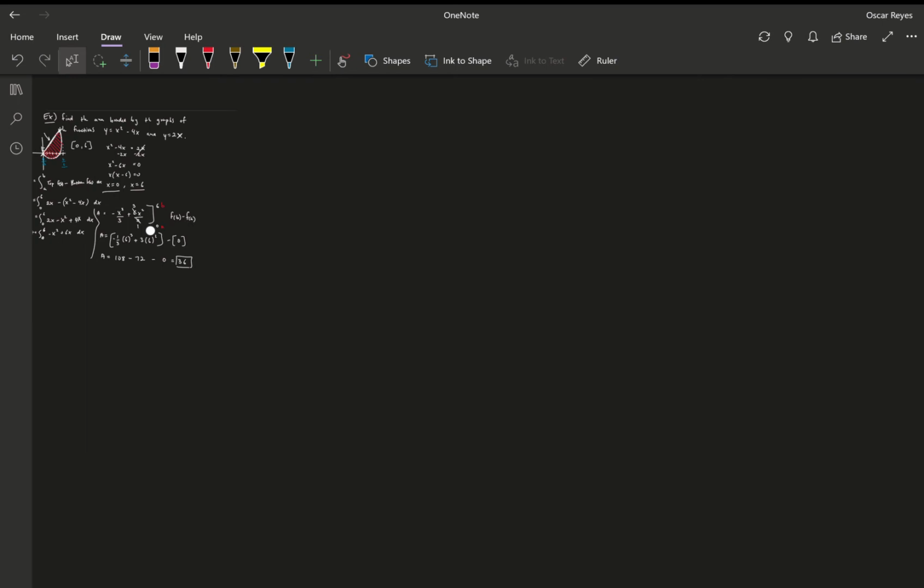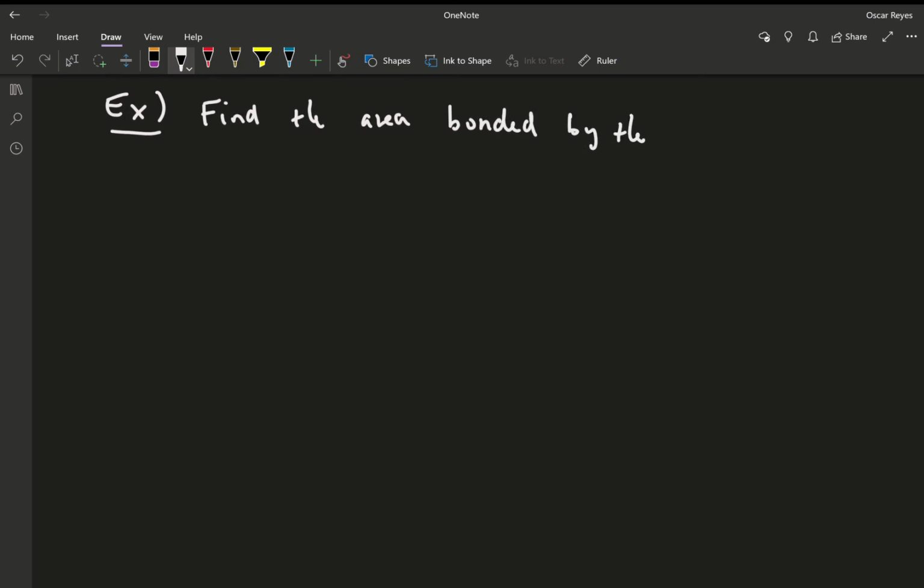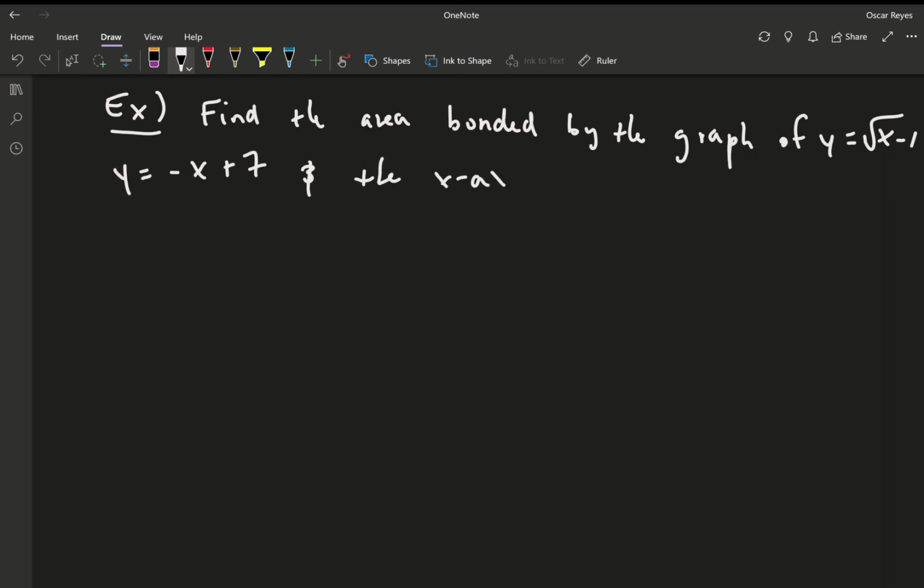From here, we're going to move on to example number 2, which is finding the area between 3 functions. Okay. So if we find the area bounded by the graph of y equals square root of x minus 1, y equals negative x plus 7, and the x-axis, which we know is also y equals 0.